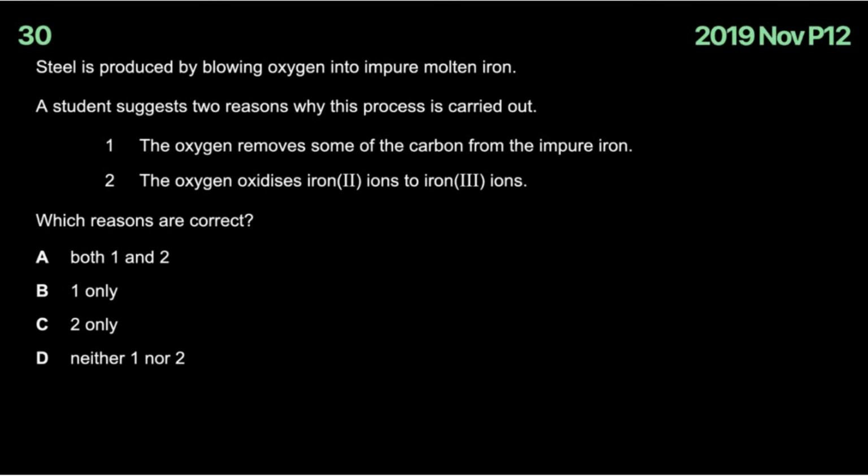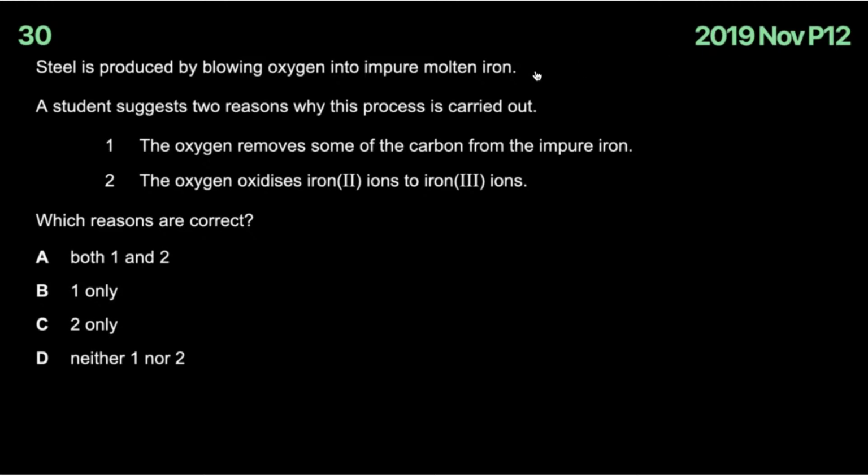Then a student suggests for steel. Okay. Steel is produced by blowing oxygen into impure molten iron. This is the reason why this process is carried out. The oxygen removes some of the carbon from the impure iron, and the oxygen oxidizes iron 2 to iron 3. First of all, what's the problem?